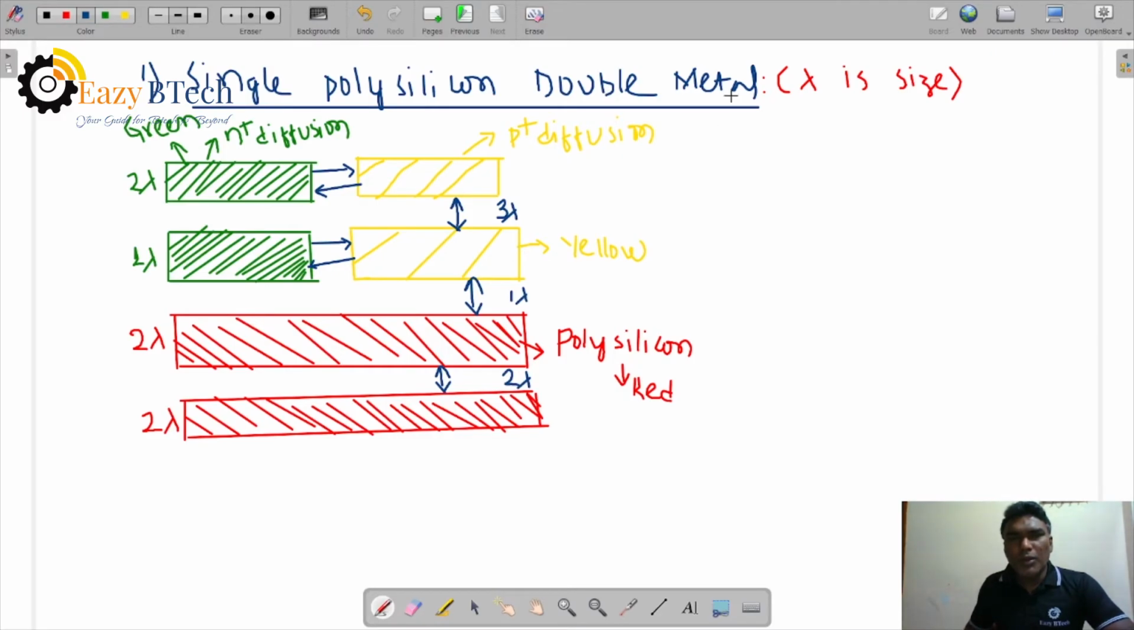So we have a double metal. Two metals are here, metal 1 and metal 2. So metal 1 is used.